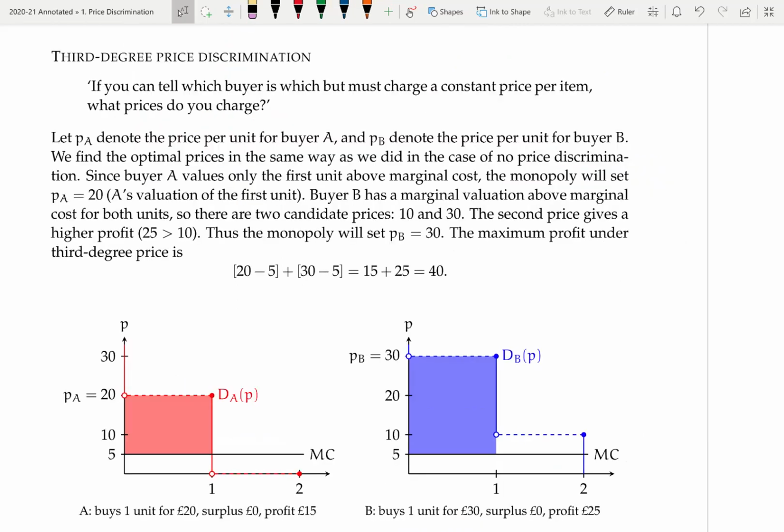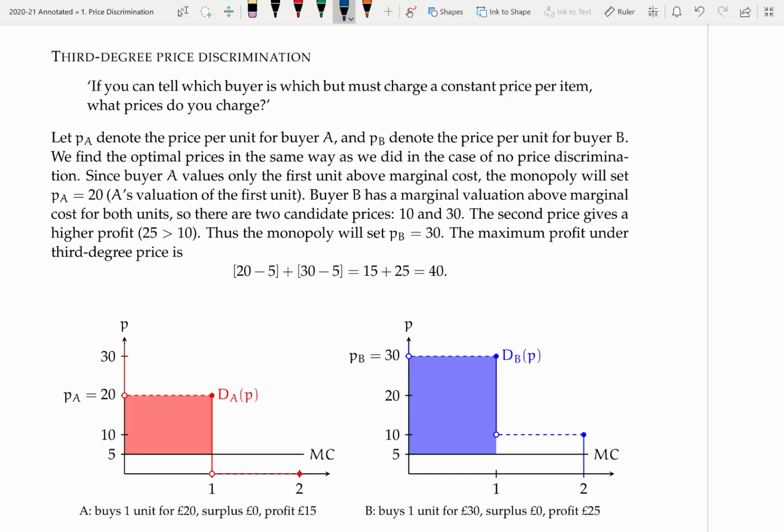So next is third degree price discrimination. The question you were asked here was, if you can tell which buyer is which but must charge a constant price per item, what prices do you charge? So here we're looking at each buyer separately and thinking, what price should we offer them per unit? We'll call the price for buyer A PA and the price for buyer B PB. We can proceed in the same way as we did under uniform pricing, except now instead of looking at the market demand, we look at the individual demand.